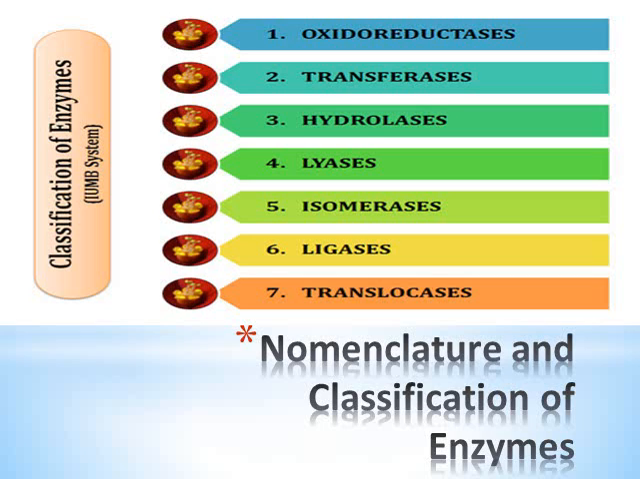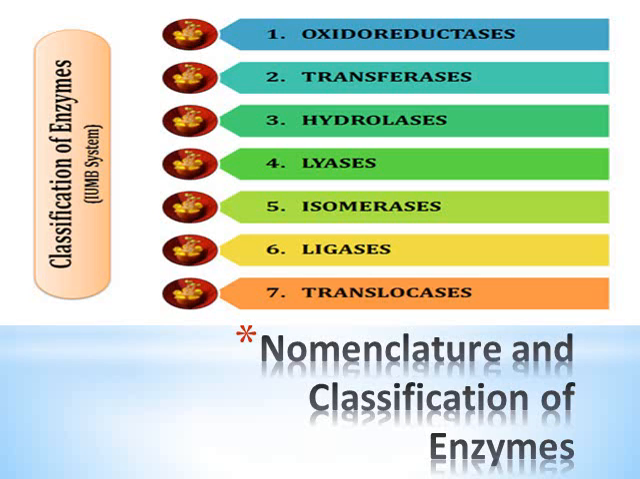Similarly, the enzyme glutamate pyruvate transaminase catalyzes the transfer of an amino group. Trans means transfer. Transaminase means transfer of amino group from substrate glutamate to another substrate pyruvate. That's why the name is given glutamate pyruvate transaminase.